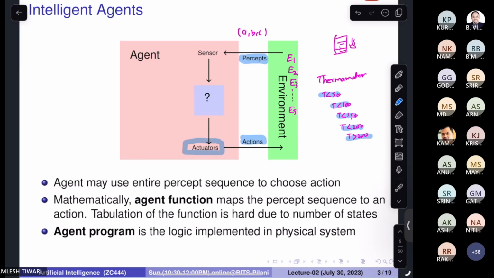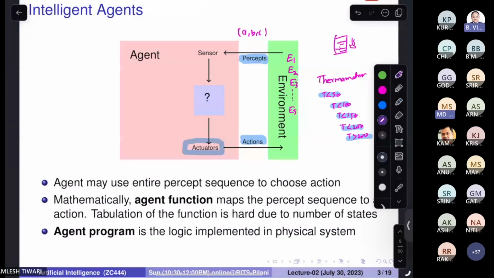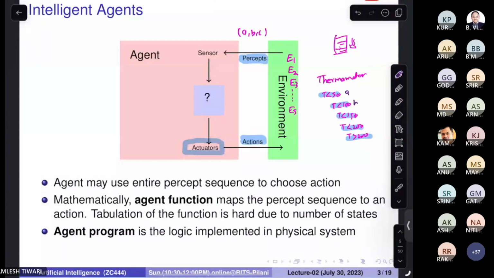Am I making sense? Yes, sir. So I can say that this percept is A, this percept is B, this percept is C, this percept is D, this percept is E. Let's assume I said A, B, C, D, E.